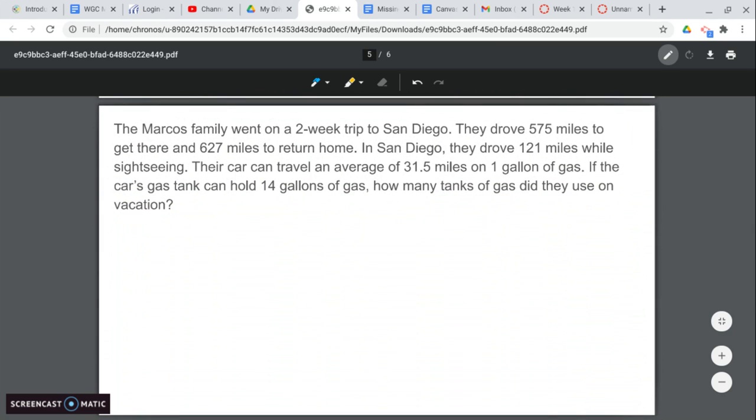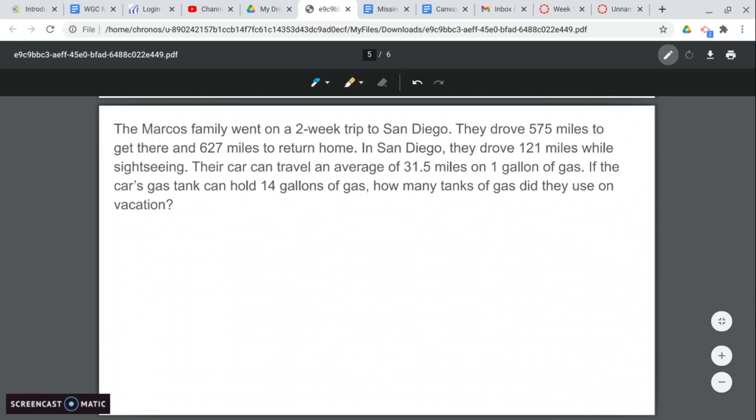All right, the next one. The Marcos family went on a 2-week trip to San Diego. They drove 575 miles to get there and 627 miles to return home. In San Diego, they drove 121 miles while sightseeing. Their car can travel an average of 31.5 miles on 1 gallon of gas. If the car's gas tank can hold 14 gallons of gas, how many tanks of gas did they use on vacation?